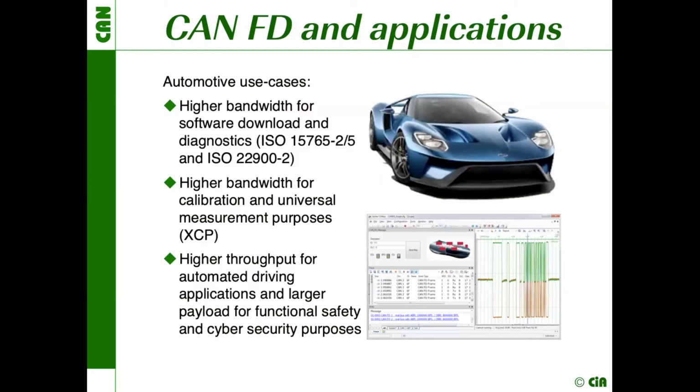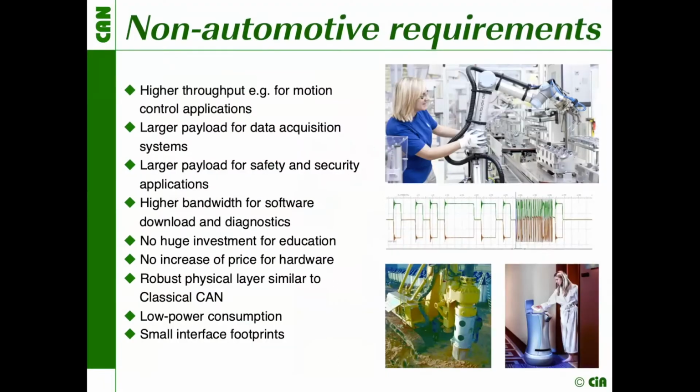That said, we as CANopen Automation are not speaking only for automotive. So we try to put in and to give a voice also to other industries. And that we tried first with CAN FD as well. We tried to give emphasis, a voice for the requirements of other industries. Of course, here again, higher throughput for motion control applications, maybe even larger payload for motion control applications.